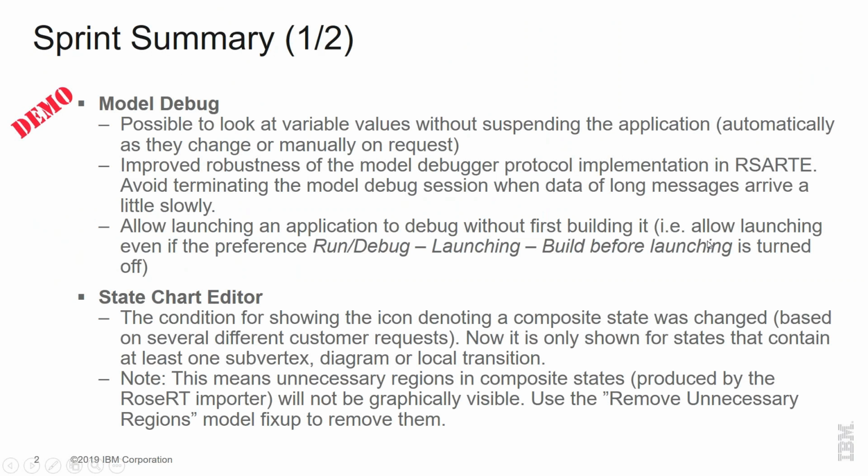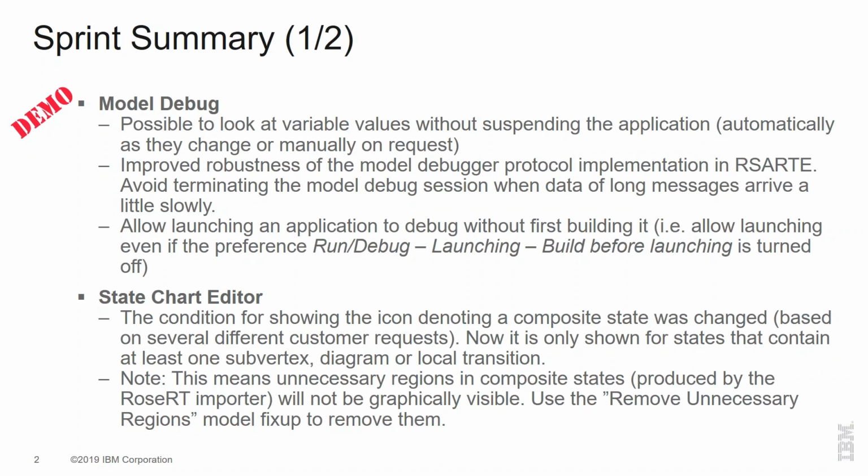So in this sprint we have continued to work in the model debug area, and the big feature we implemented in this release is a way to look at variable values in the variables view without having to suspend the application. Either you do this manually by pressing a refresh button, or even automatically as the values of the variables change at runtime.